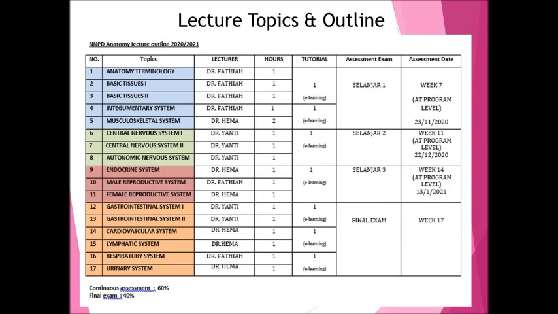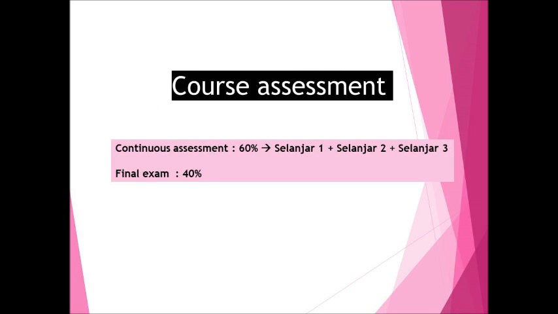These are the list of lecture topics and the lecturers' names, throughout this course. You can also see the division of topics for each assessment together with the assessment date. This is important. Please take note. For this course assessment, it will be divided into two, continuous and final exam. For continuous, you will have to sit for 3 mini tests, with total of 60%. For final exam, it will cover another 40%.